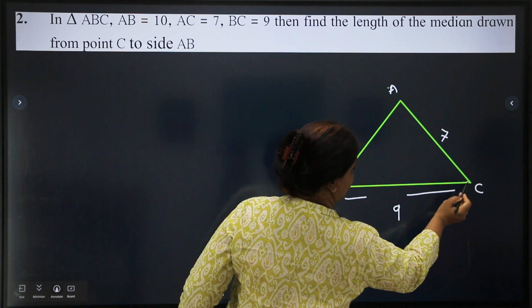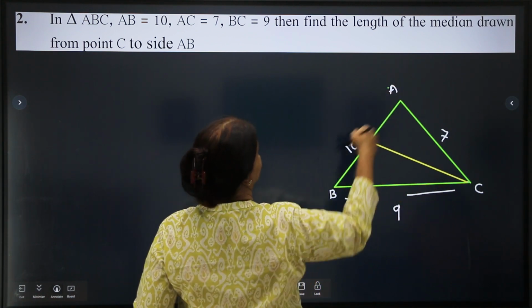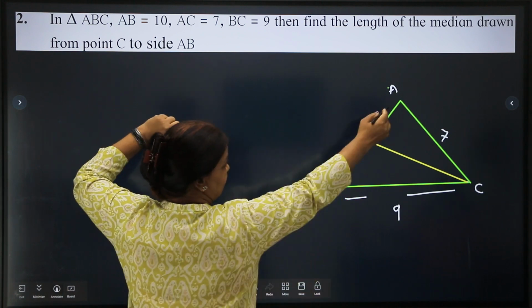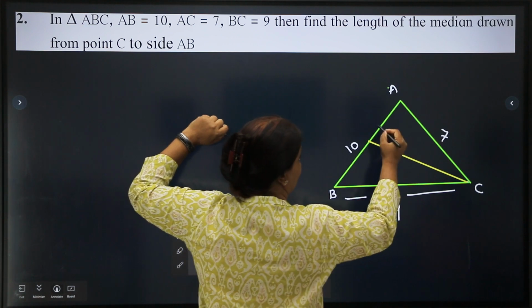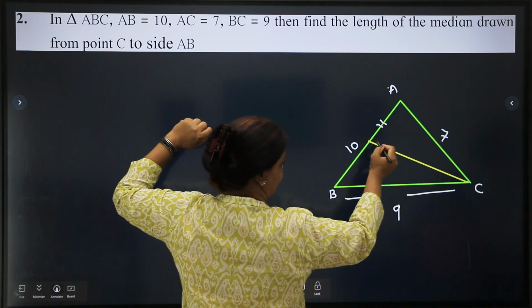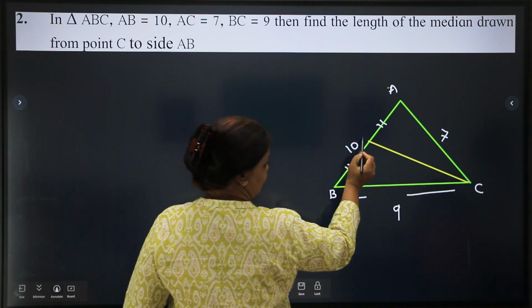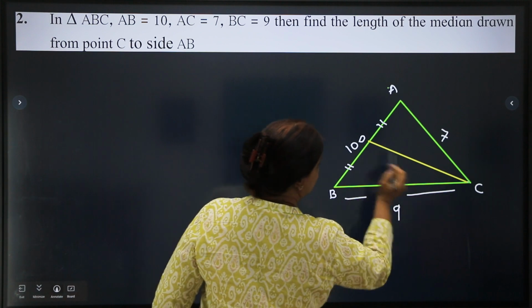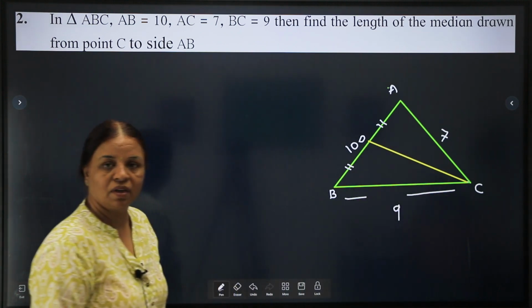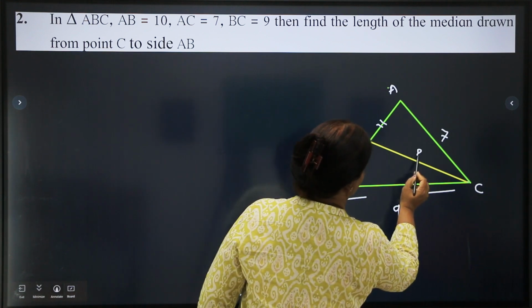This is your point C, and from point C we have to draw a median to side AB. This is your AB. That means this part of the line AB is equal to this part. Let us take this as D. So DC is the median. Consider DC as median. We need to find out the length of the median.